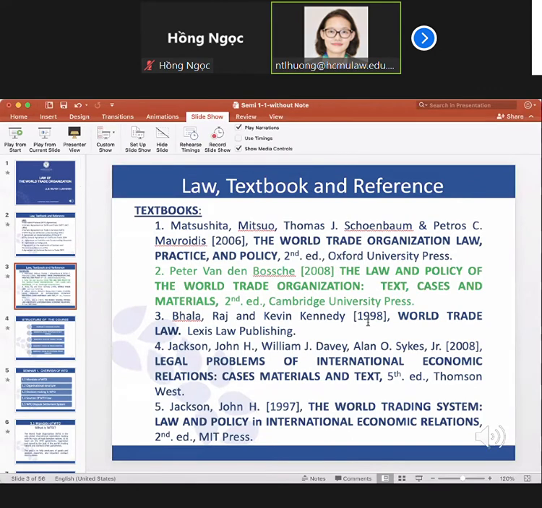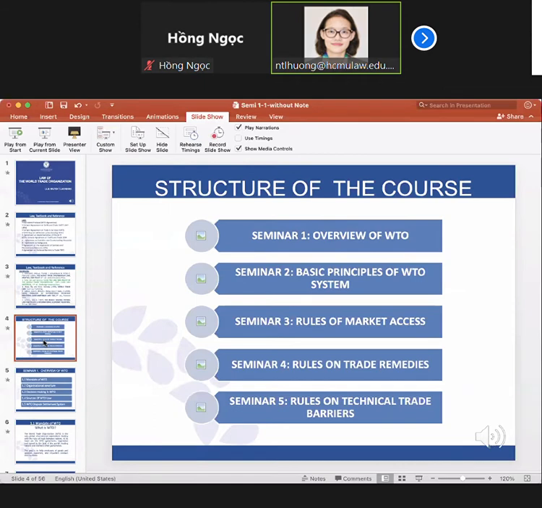So as I have mentioned before, we're going to have this book as necessary for our course, but you also have right now in your hands the book written by Peter Van den Bosch, and you're going to mainly use this document throughout the course. So please spend time reading it. Next, I will spend a little time to introduce to you the structure of the course.